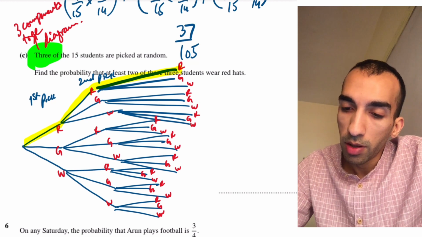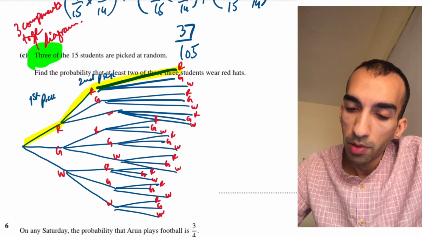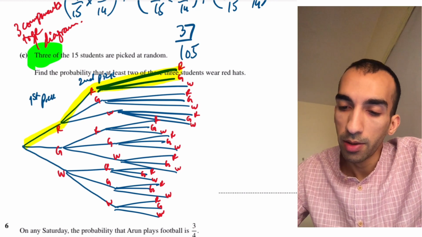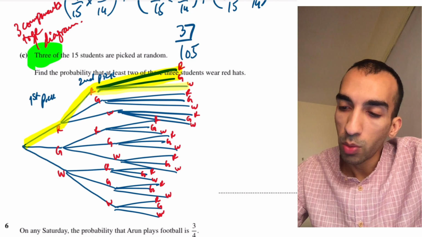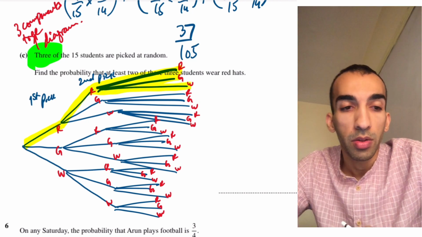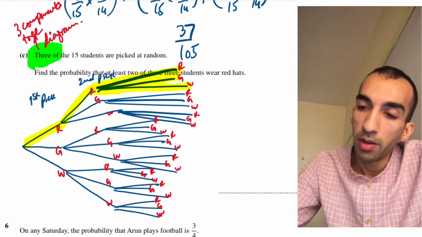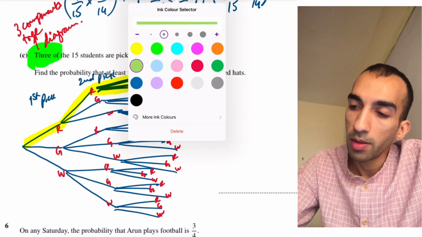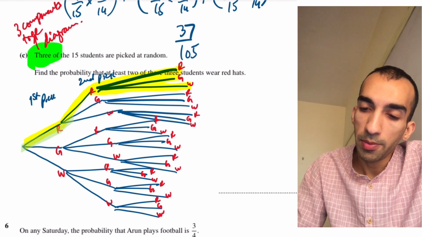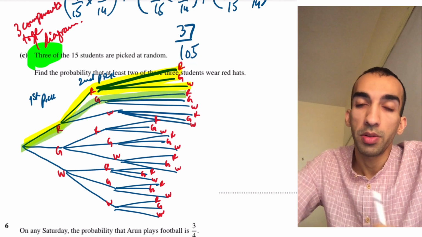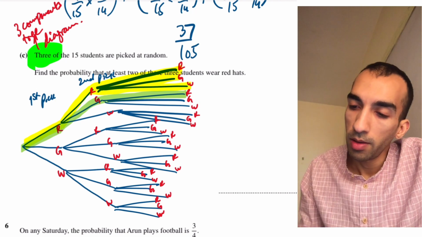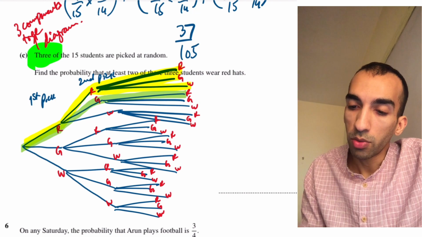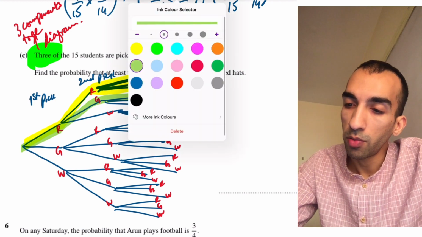Second branch is RR, red, red and green. We have at least 2 students wearing red hats, or red, red and white. So all first 3 branches satisfy the condition. Let me choose another color now. At least 2, so red, green and red. In this path we have at least 2. Red, green, green doesn't count. Red, green, white, no. So that's only 1 in the second set of branches.